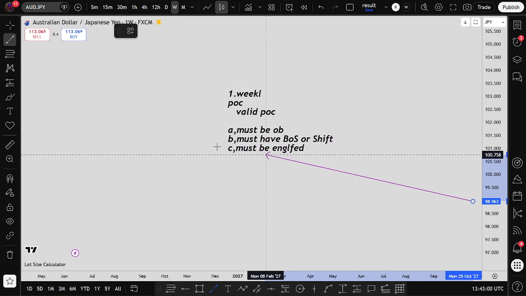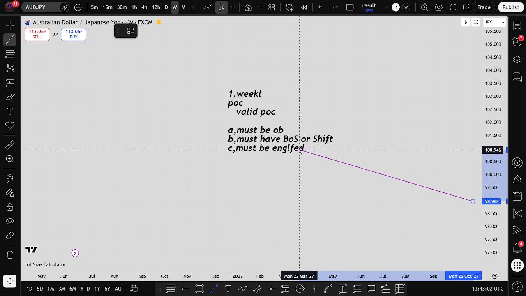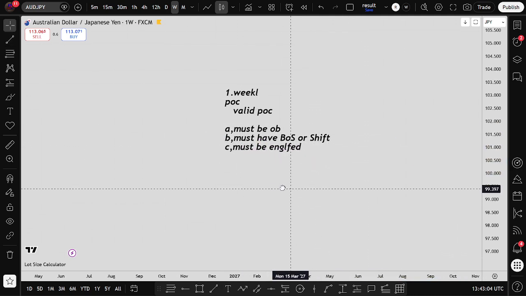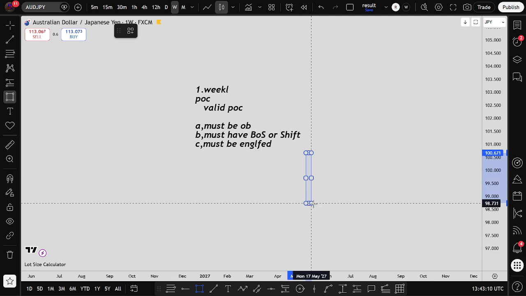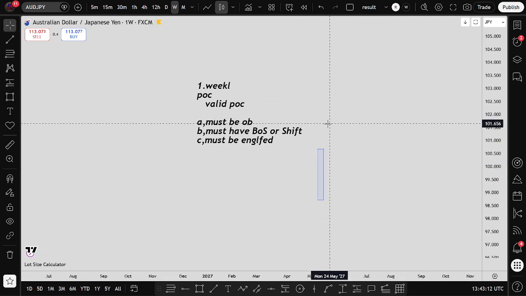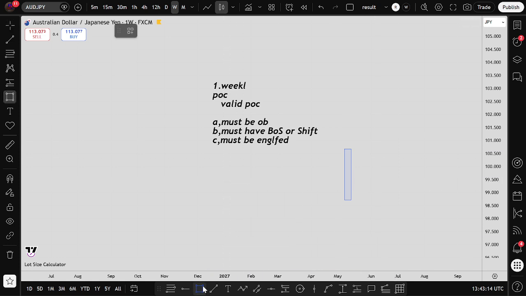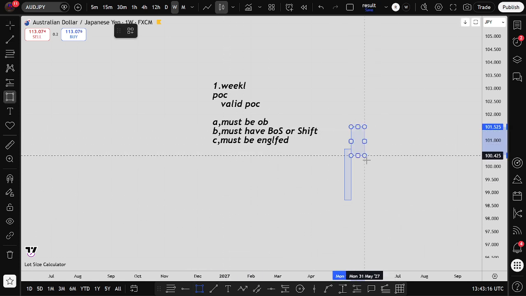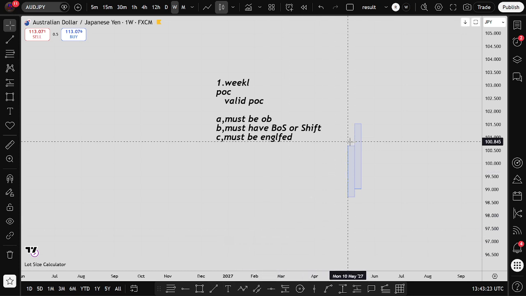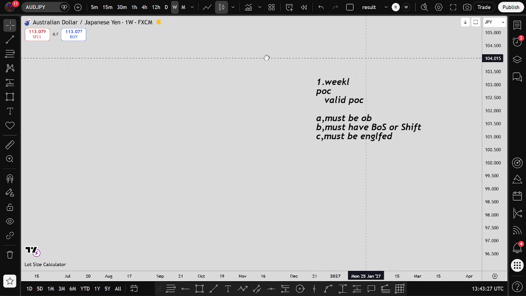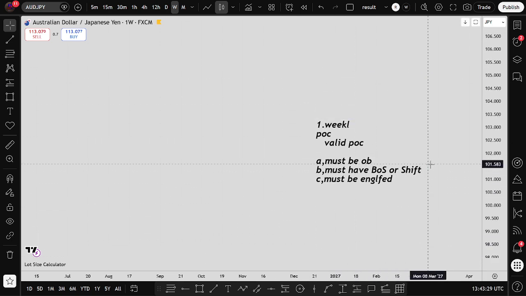Now the last one is it must be engulfed. Let me use a few minutes to explain what I mean by engulfed. Let's say this is another block over here, and we can say this candle is engulfed when there is another candle bigger than the other one. We can say this candle is engulfed.